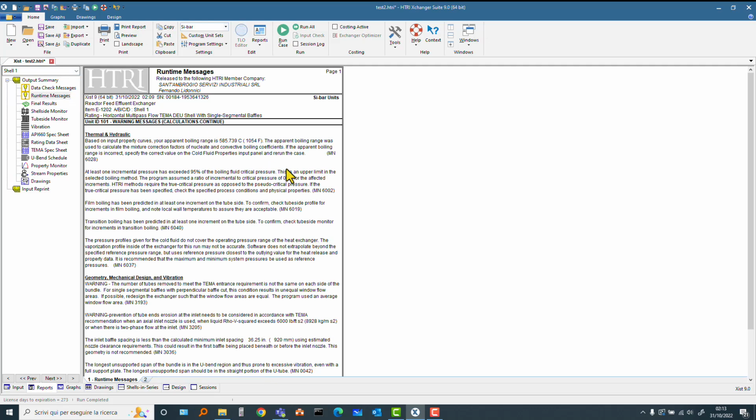Okay, we have a lot of thermal and hydraulic messages: incremental pressure has exceeded 90% of the boiling critical pressure, film boiling, transition boiling. The pressure profiles given for the cold fluid do not cover the operating pressure range, so this is important. But there is nothing to do. If our customer has given a single curve, we must use a single curve. Why do we need at least a couple of curves?